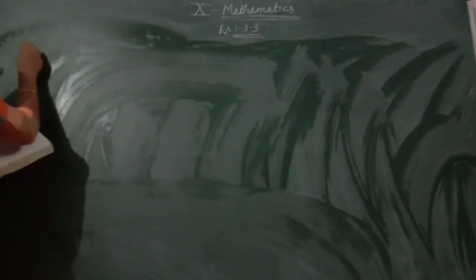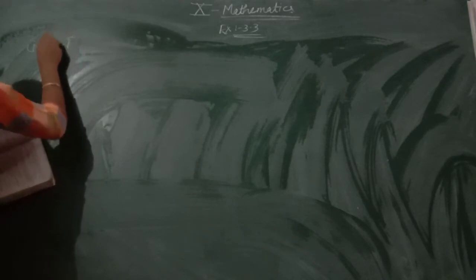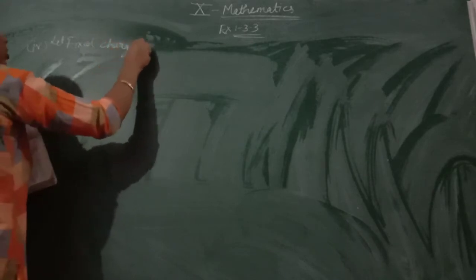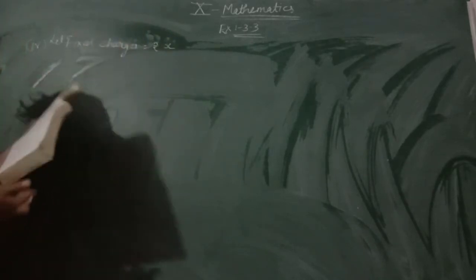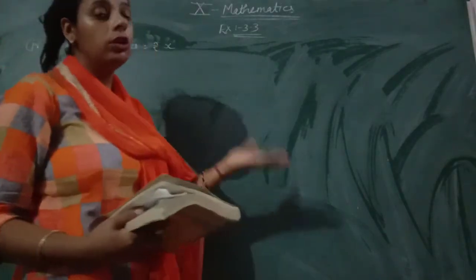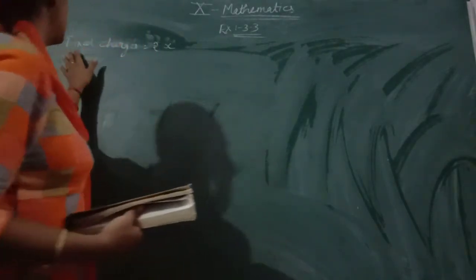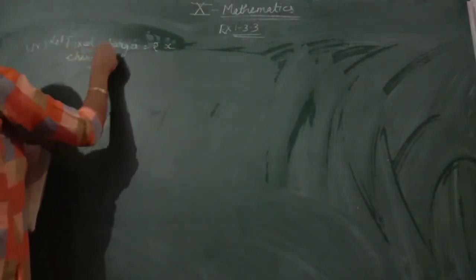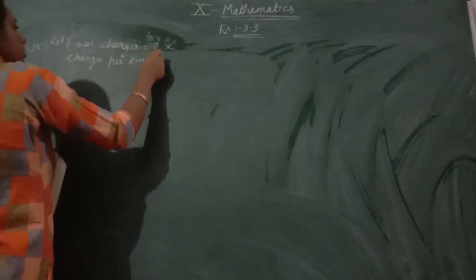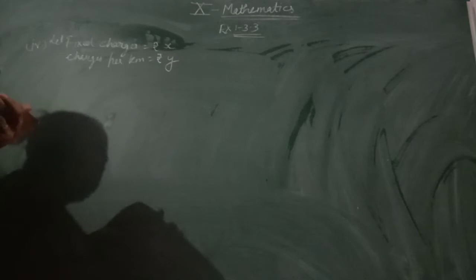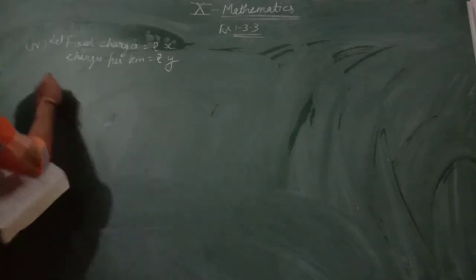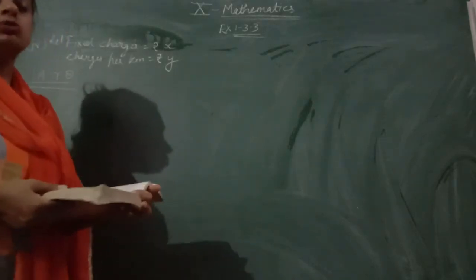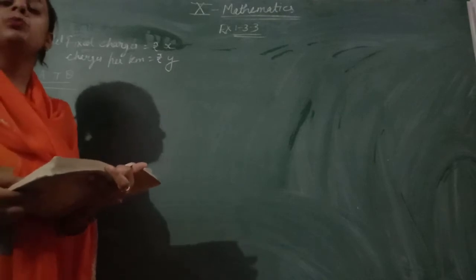Now I am taking the fourth part where I have let the fixed charges be rupees x, which everyone has to pay, either going 15 kilometers or 50 kilometers, whatever it is. So firstly he has to pay the fixed charges, and then the charges per kilometer, that is rupees y. And for a distance of 10 kilometers, according to the question, if someone travels 10 kilometers, he has paid rupees 105.